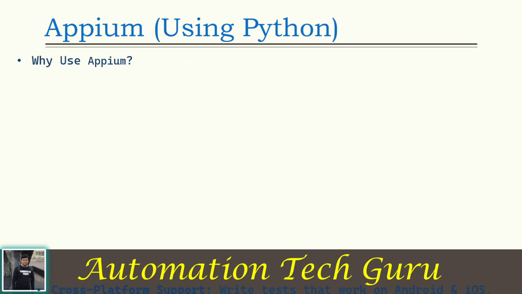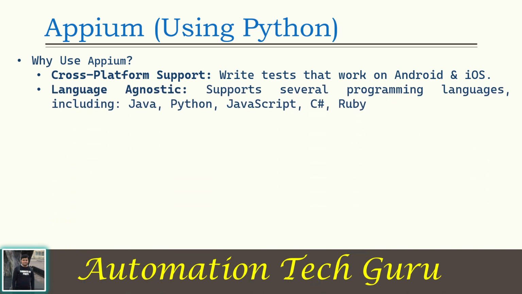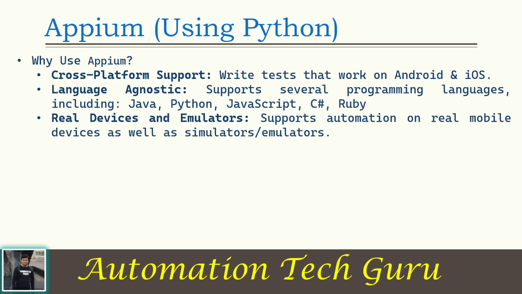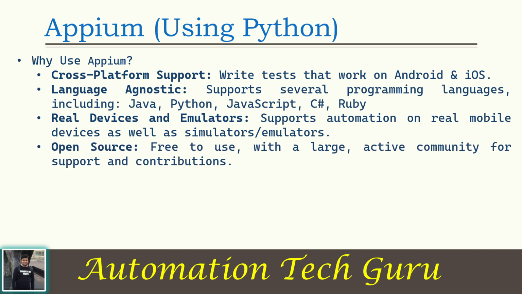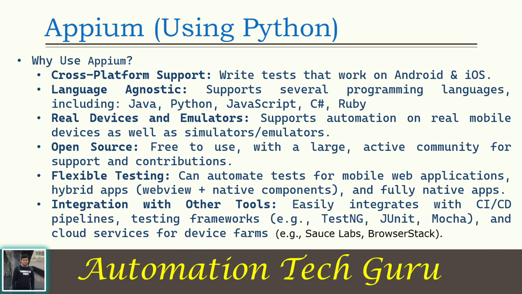Next is why use Appium. Cross-platform support: write tests that work on Android and iOS. Language agnostic: supports several programming languages including Java, Python, JavaScript, C Sharp, and Ruby. Real devices and emulators: supports automation on real mobile devices as well as emulators. Open source: free to use with a large active community for support and contributions. Flexible testing: can automate tests for mobile web applications, hybrid apps, web view plus native components, and fully native applications.